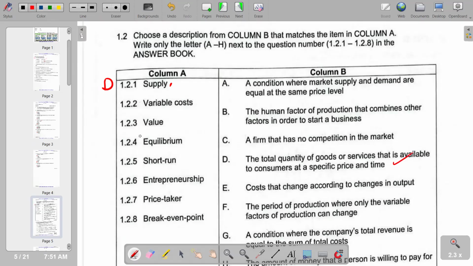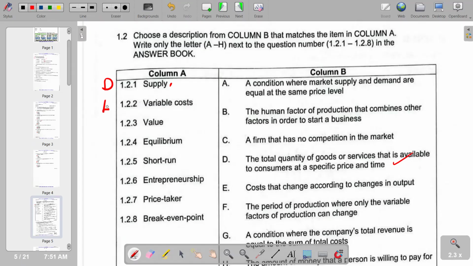Then 1.2.2, variable cost. You know that variable cost changes with the level of output. As the level of output increases, variable costs also proportionally increase, whereby at zero output, we are going to have zero variable cost. According to the responses that we have, if you go to E, costs that change according to changes in output, we have E as the correct response.